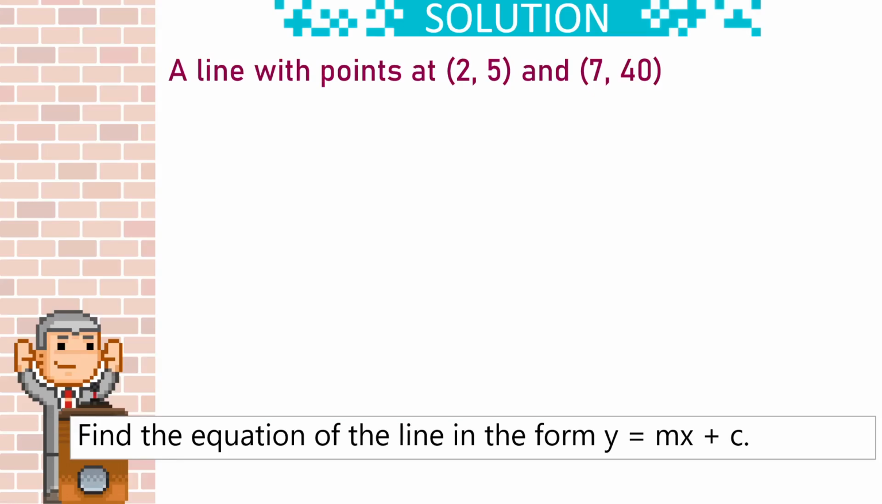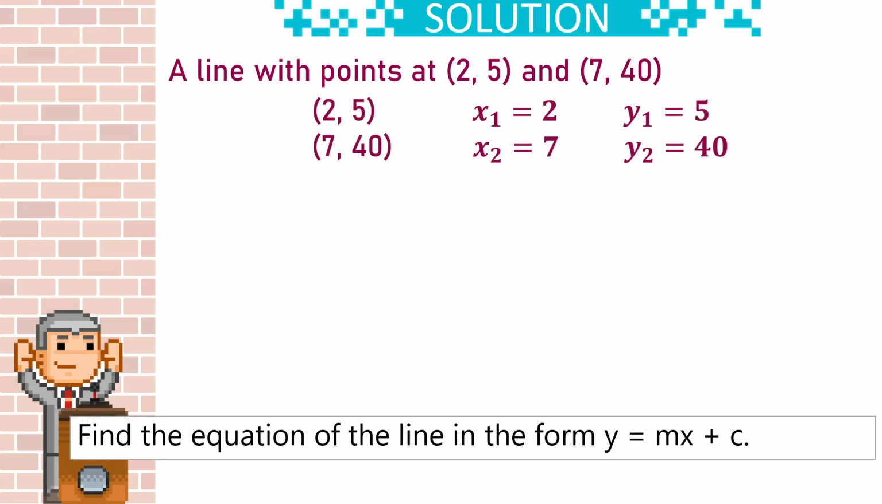In this question we're given 2 coordinates, but we'll need the gradient to be able to work out the equation of the line. To do that, we need to find our x1, y1 and x2, y2 values, which is just the values of each coordinate, and use our formula gradient equals y2 minus y1 over x2 minus x1. Substituting in the values, we find the gradient is 7.